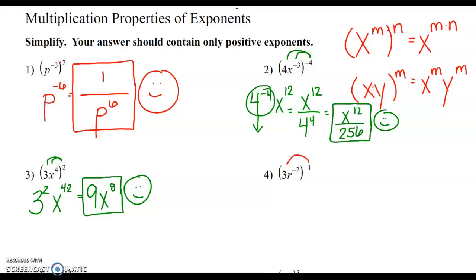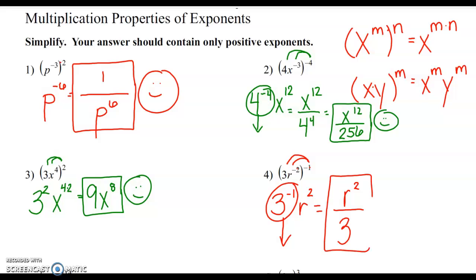Number 4, that negative 1 needs to go inside everywhere. So we have 3 to the negative 1. r to the negative 2 times negative 1 is positive 2. My negative exponent would have to move. So r squared stays over 3 to the positive 1, which we typically would not write that exponent of positive 1.